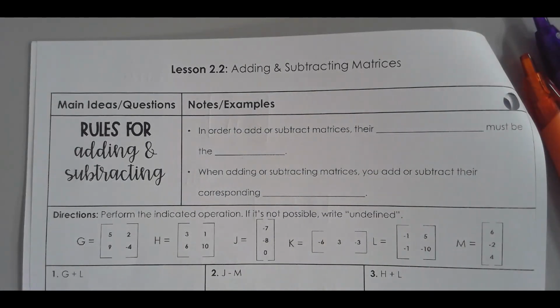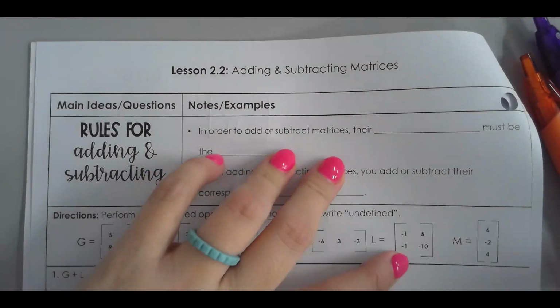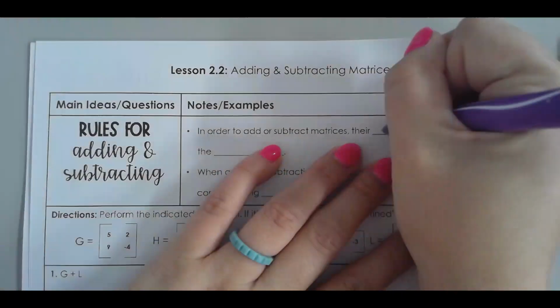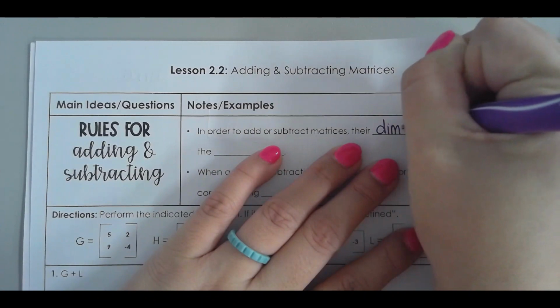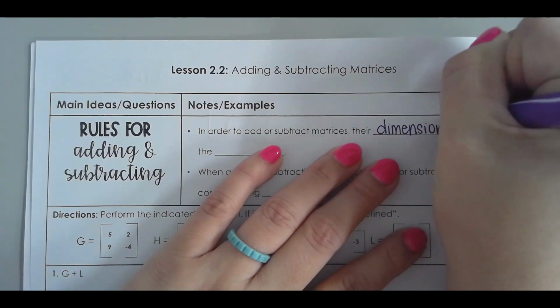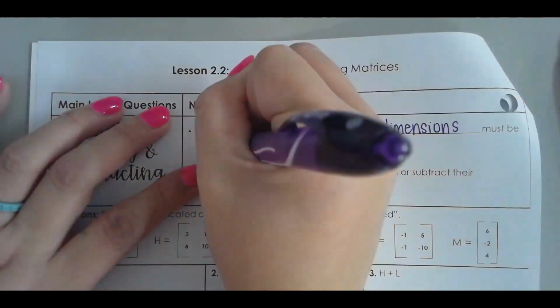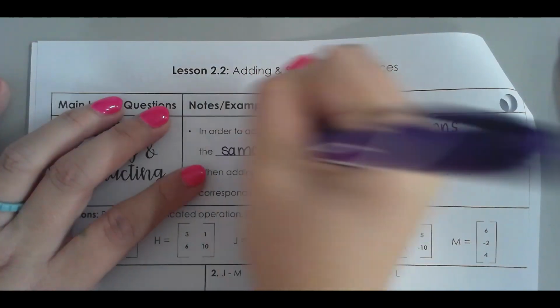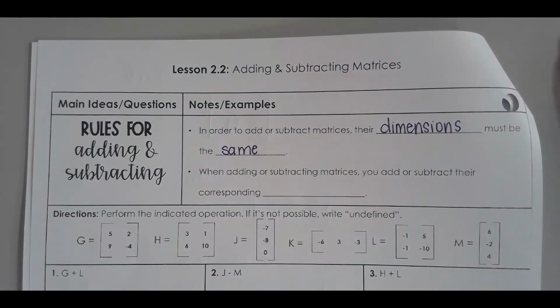All right, rules for adding and subtracting matrices. In order to add or subtract matrices, their dimensions must be the same. What do I mean by the word dimensions? The columns and rows. Which one comes first? Row. It's rows by columns.